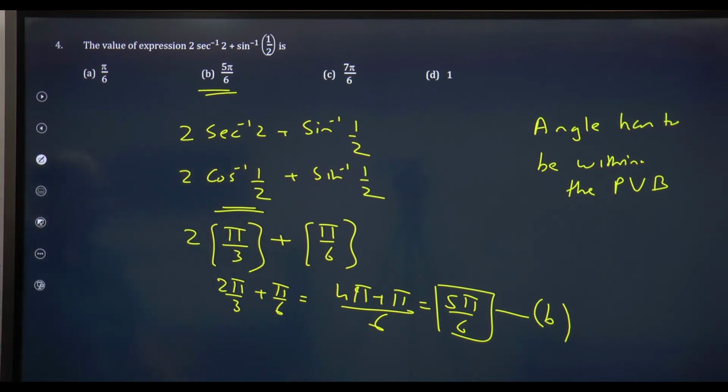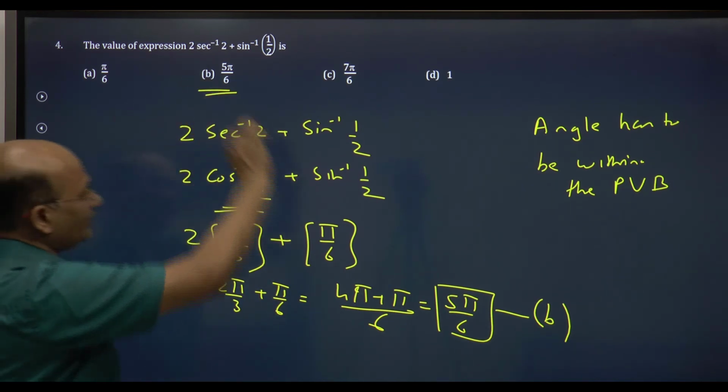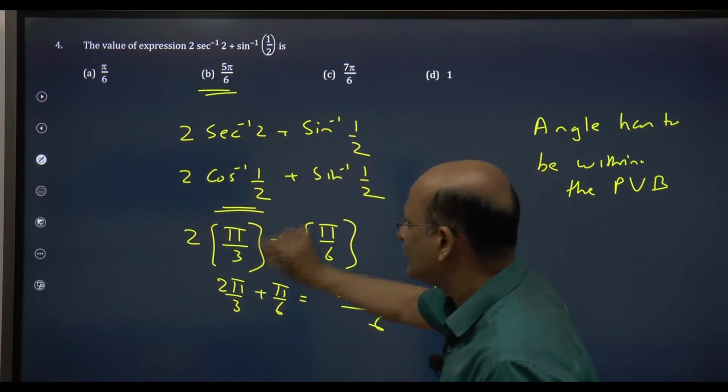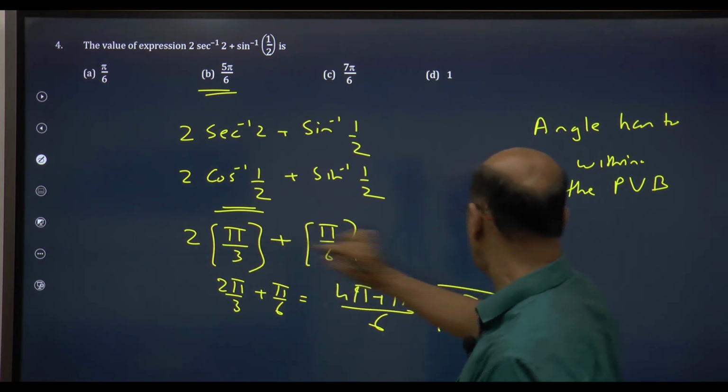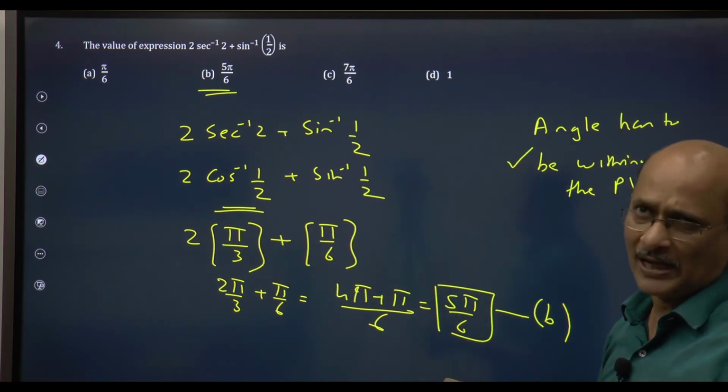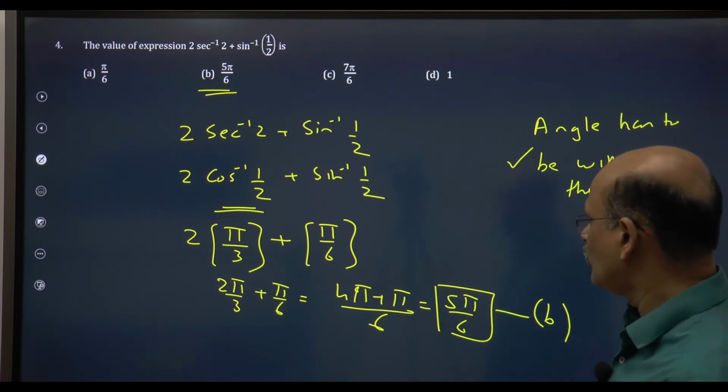Option B is the answer, right? I hope you got this point clear. So it's simple working, understand the working of it. These are standard values, but ensure that whatever angles you are writing for this, it has to be compulsorily within the principal value branch. Keep that in mind. Okay, you already know what that is.